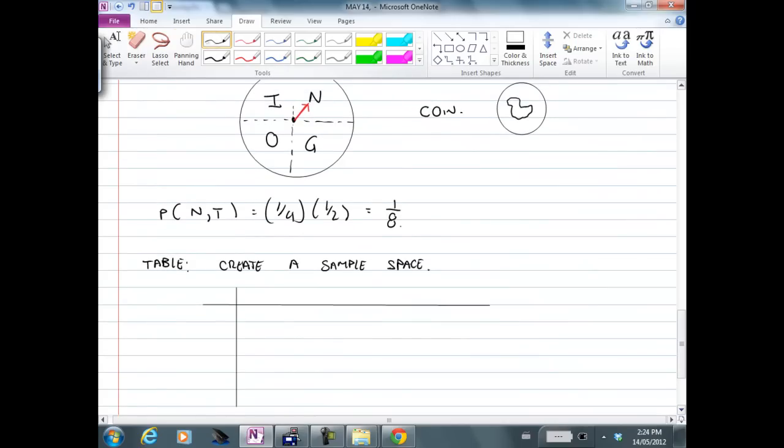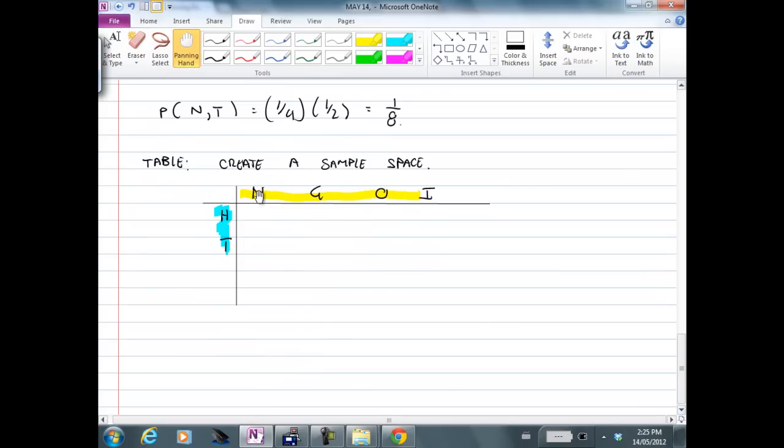Here we go. On the horizontal space right here, you're going to write out all your choices. I have the letters N, G, O, and I. We're going to write down N, G, O, and I. On the vertical space right here, you're going to write your choices for the coin, which basically is H and T. Now, I'm going to show you how to create a sample space. So we're going to pair them up. We have NH, GH, OH, IH, NT, GT, OT, and IT.